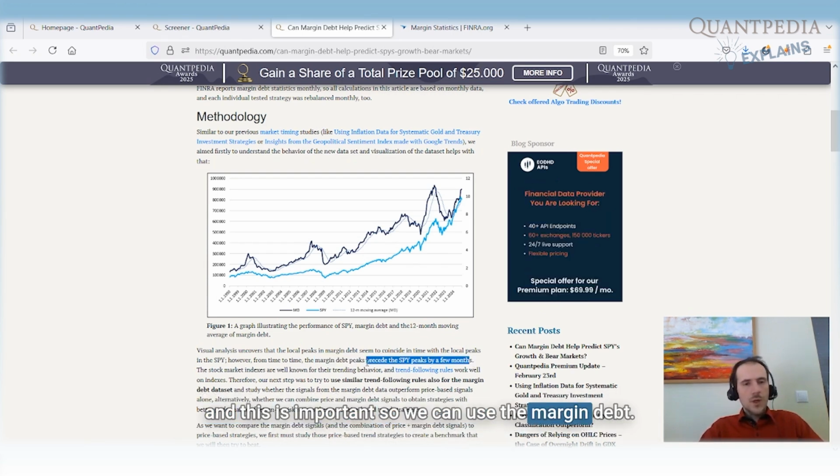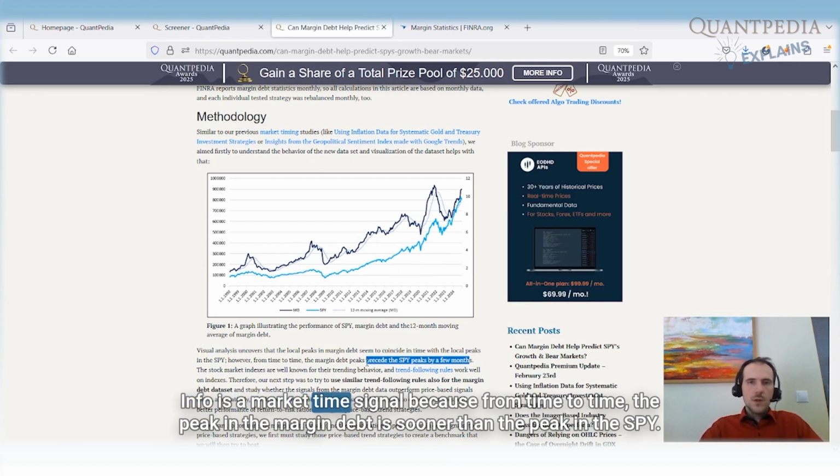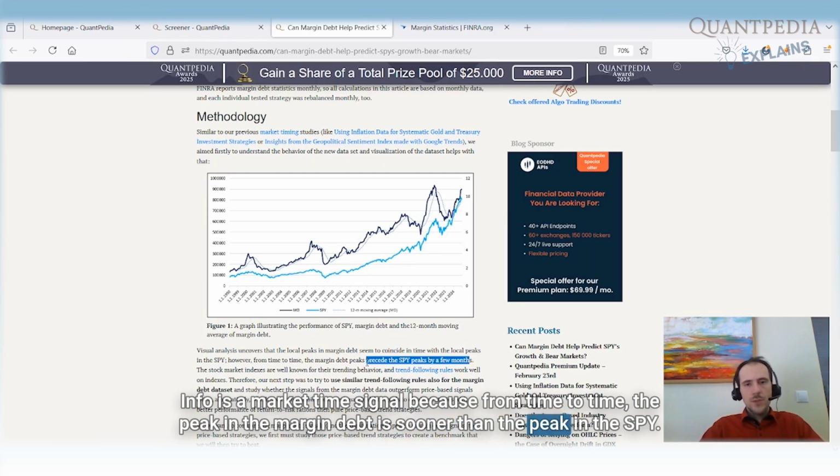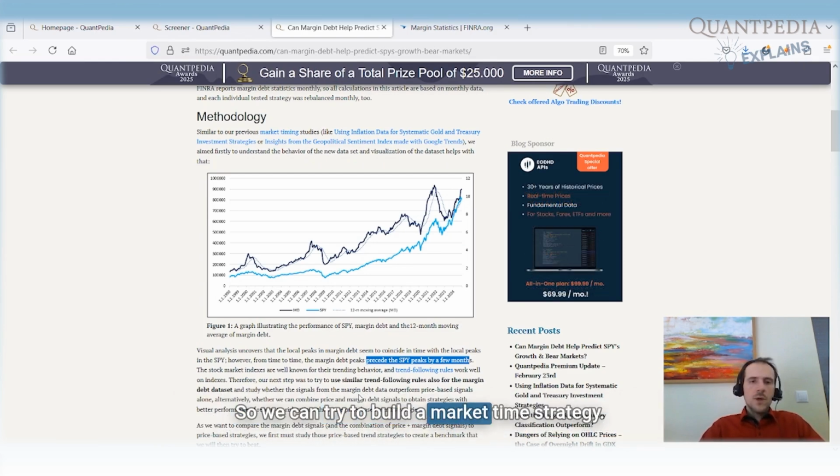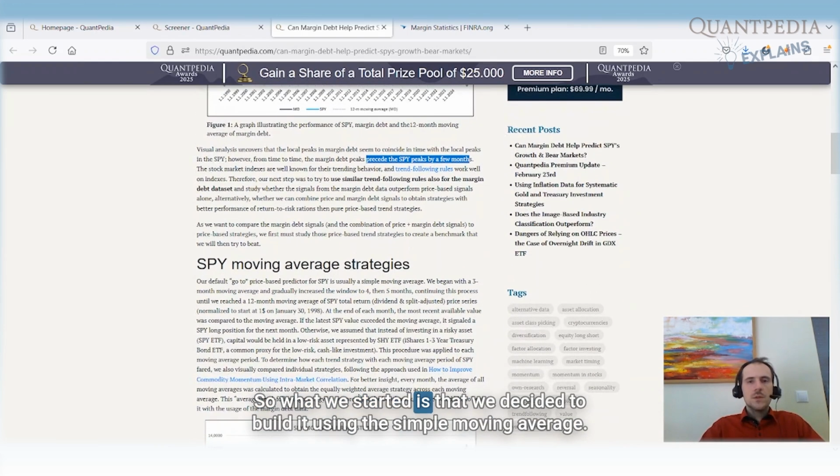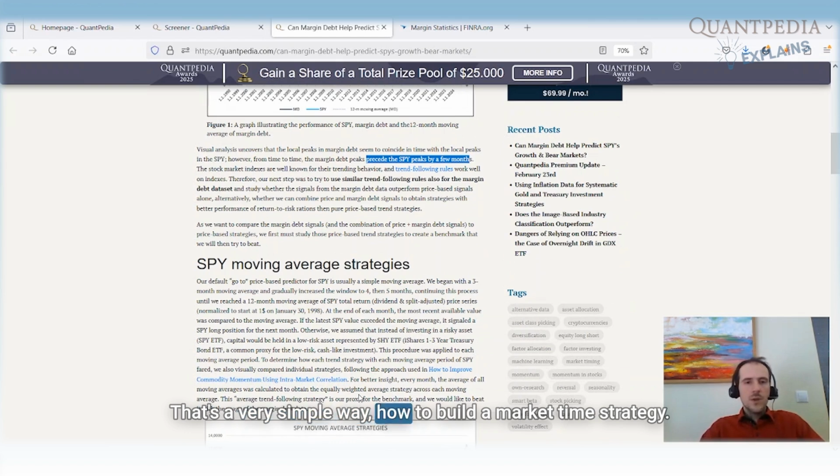So we can use the margin debt info as a market timing signal, because from time to time the peak in the margin debt comes sooner than the peak in the SPI. So we can try to build a market timing strategy. We decided to build it using the simple moving average. That's a very simple way to build a market timing strategy, but firstly we need to build the benchmark.